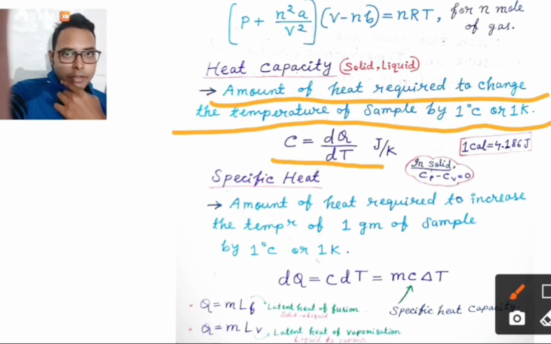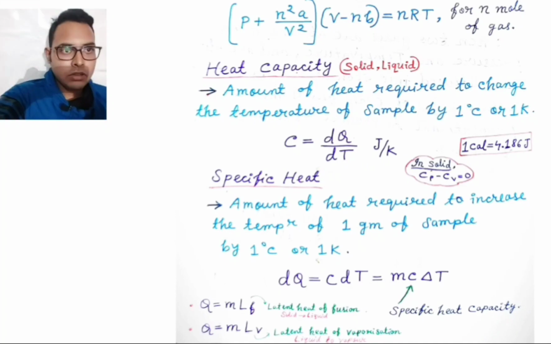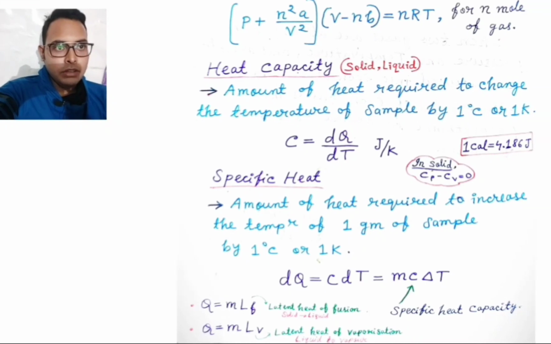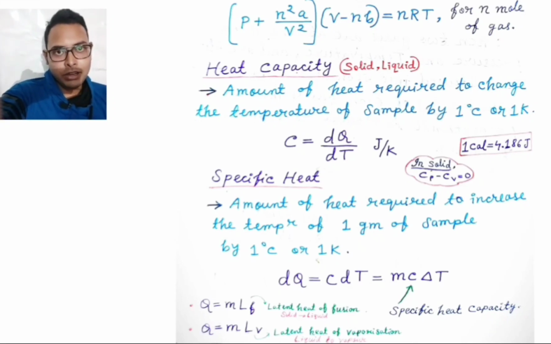And 1 calorie is what? 1 calorie is 4.186 joule. You can remember this. 1 calorie is equal to 4.186 joule. In solid, Cp minus Cv is equal to 0. We know in gas Cp minus Cv is equal to nR, but in solid Cp minus Cv will be 0.